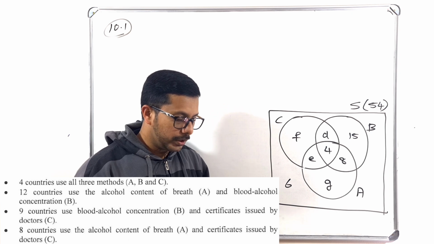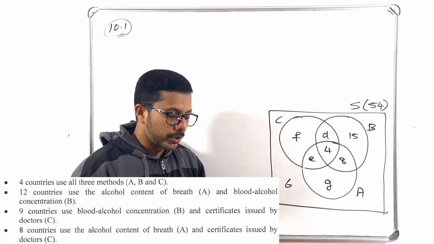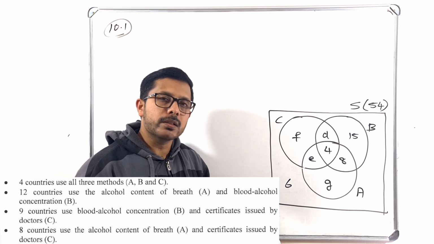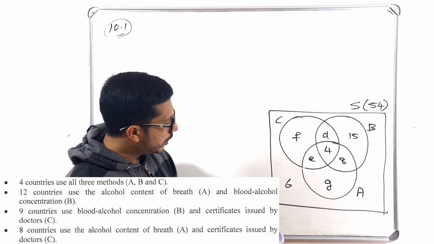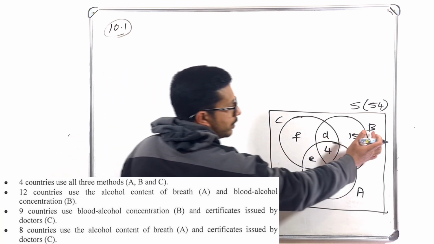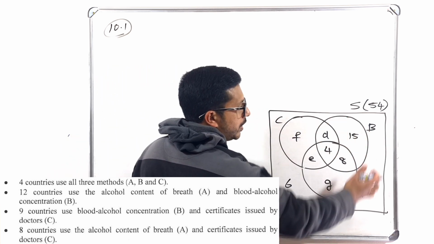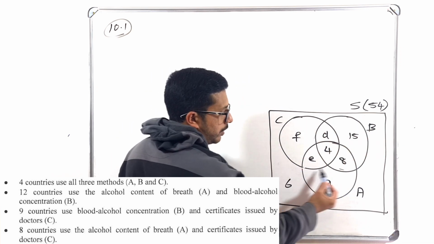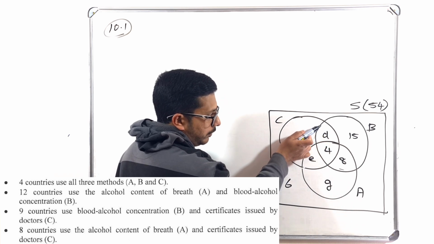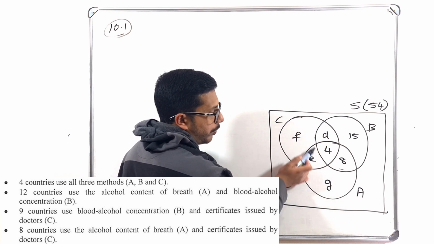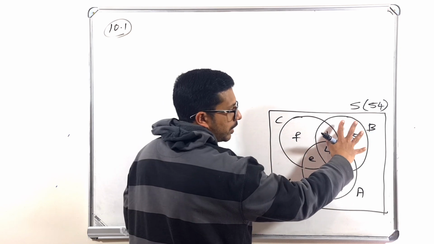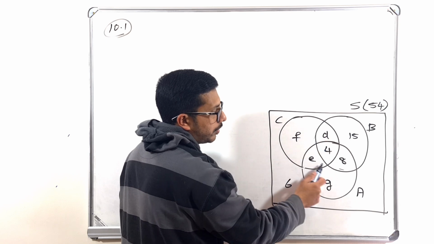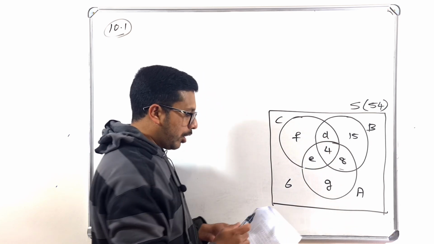Now look at the third bullet. 9 countries use blood alcohol content B and C. So B and C total how many? 9. Which one is B and C? These two circles are common. This is the circle B and this one is circle C. Here you can see that this area is common for B and C. So which area is common for B and C? This one.